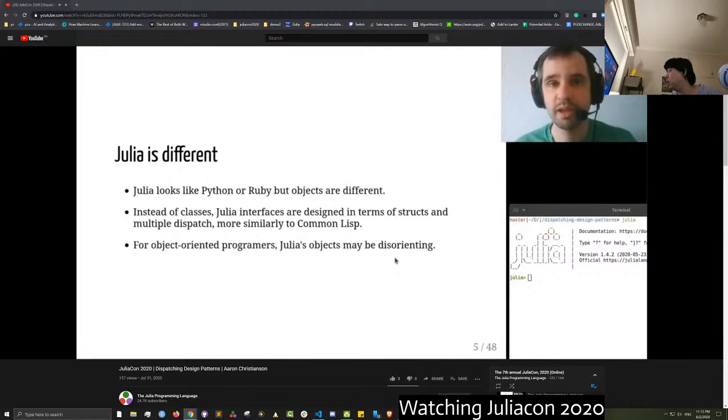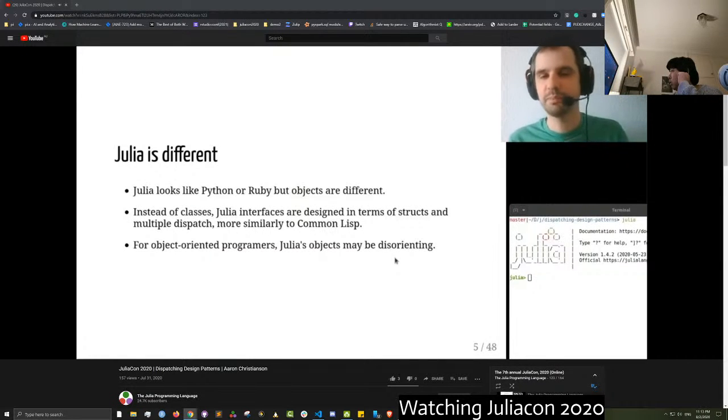Julia looks like Python or Ruby, looks like MATLAB, some other languages, but the objects are actually very different. Julia doesn't have classes. Julia interfaces instead are designed in terms of structs, just simple composite data types. Multiple dispatch, you also have some abstract types in there and stuff. And it's more similar to the object orientation in Common Lisp, which is, I guess, a language far fewer programmers are familiar with.